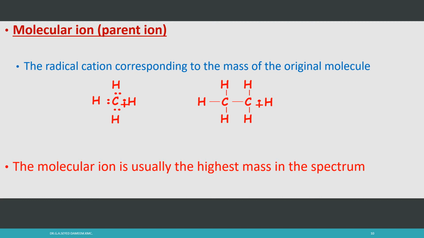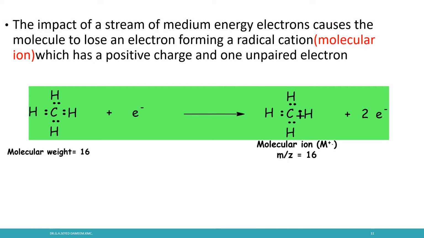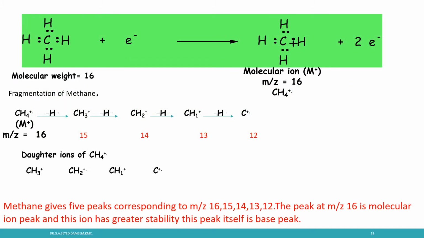And the molecular ion is usually the highest mass in the spectrum. This slide shows how the molecular ion of methane is formed from the methane molecule. That is, the methane molecule plus an electron gives the molecular ion of methane with m by z 16, with the elimination of two electrons. I already told you these two electrons are one from the molecule, and another from the electron used for ionization. This slide shows how the molecular ion of methane undergoes fragmentation.